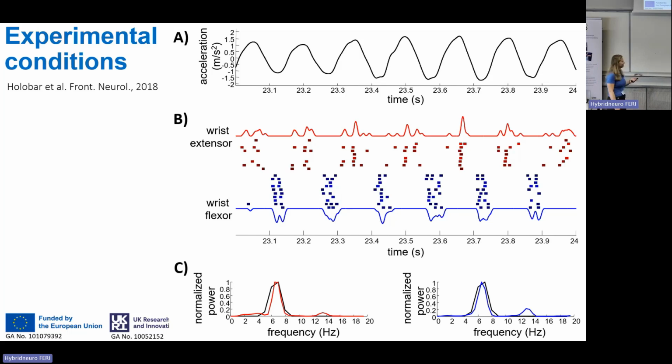Here in segment C, we can see the cumulative power of the wrist extensors with the red line, wrist flexors with the blue line, and the black line represents the acceleration of the wrist. We can see that the basic tremoric frequency is visible in both cases, while the first harmonic was visible only in the cumulative spike rate.